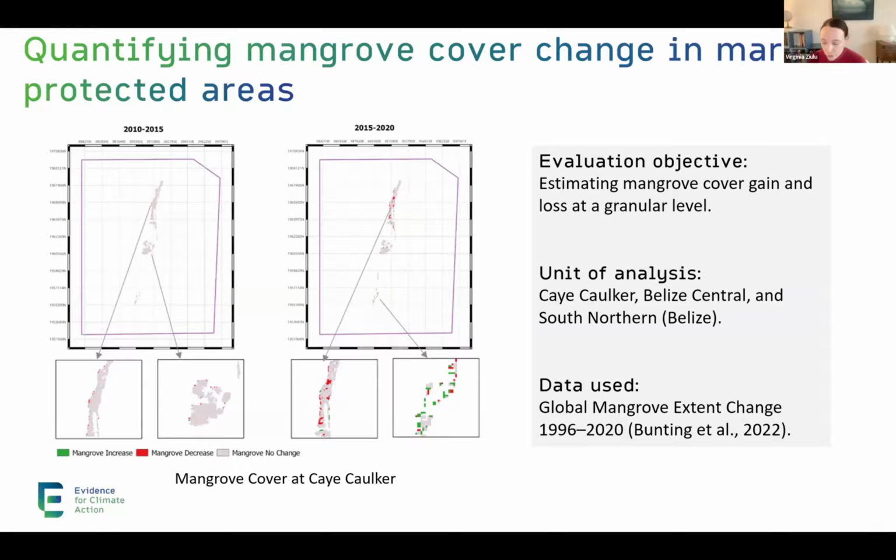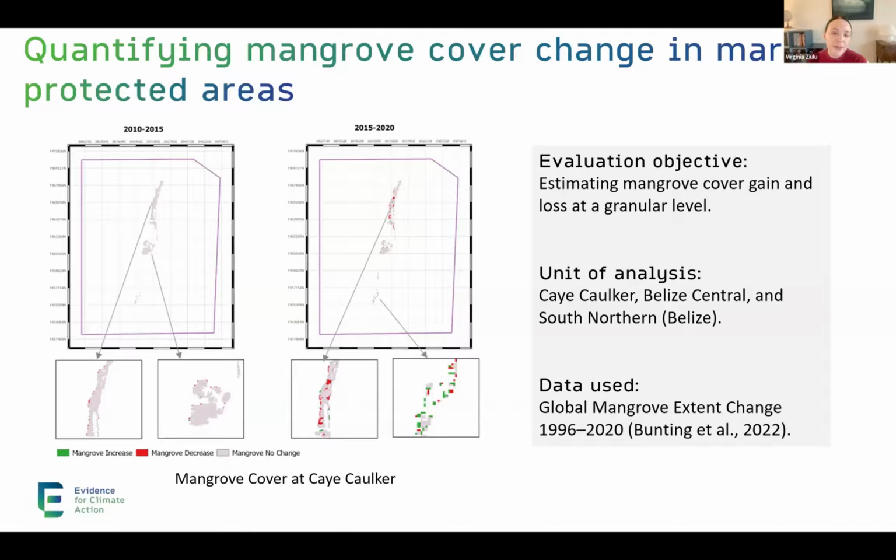In order to do this, we used an existing global dataset that maps mangrove population, which is derived from radar data. We looked at this data for three periods: 2010, 2015, and 2020. Then we used a change detection algorithm to see what was the change between 2010 and 2015, and 2015 and 2020.